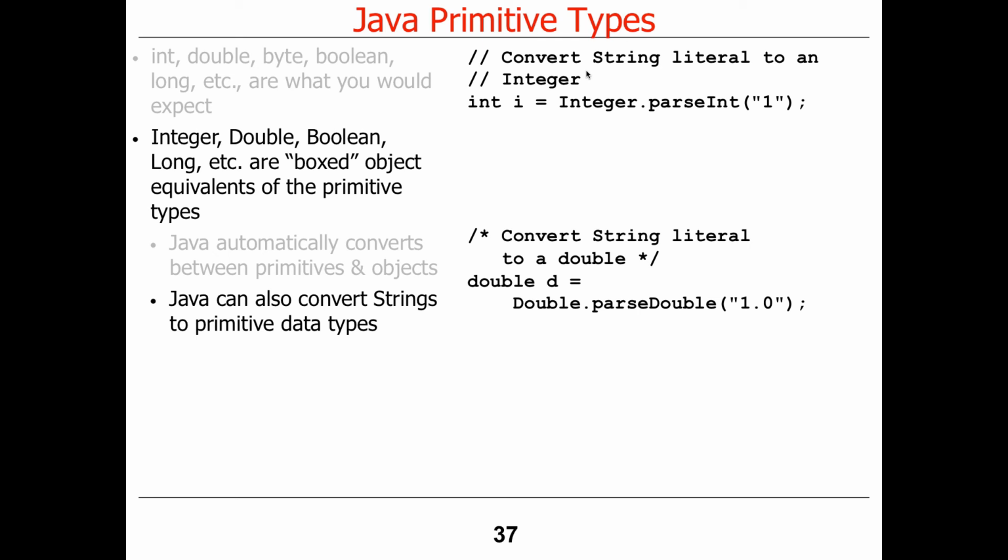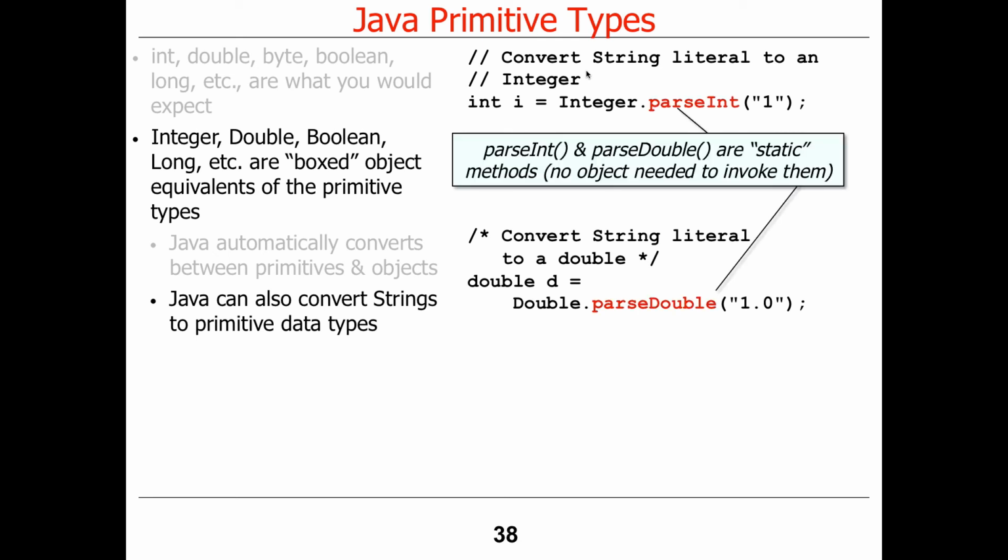You can also take strings and convert them in various ways. Here's an example where you can say Integer.parseInt, and you can give it a string, and it'll turn it into an int or an Integer.